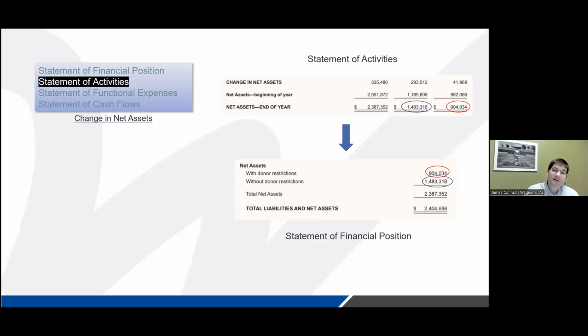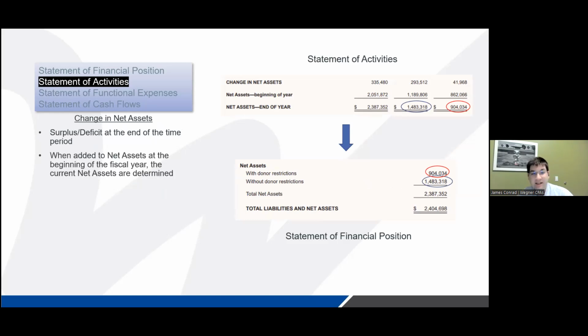Okay, so at the very bottom, we have a section for the change in net assets. So you take your revenue, you take out your expenses, and you have a surplus or a deficit at the end of the year. Did you make money? Did you lose money? And this section is the reconciliation. So you take your net assets at the beginning of the year, you factor in your change in net assets, and it gives you the amount that is on your statement of position.